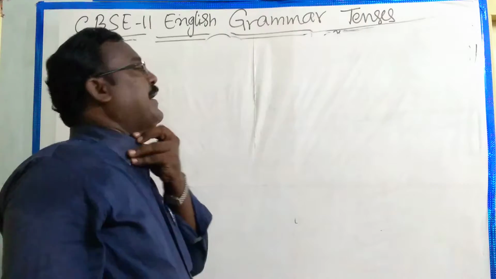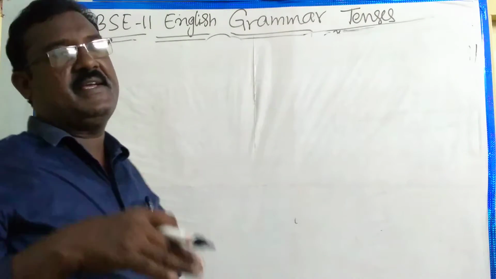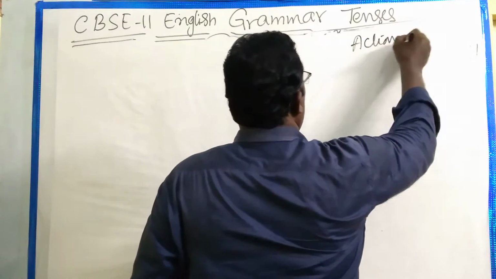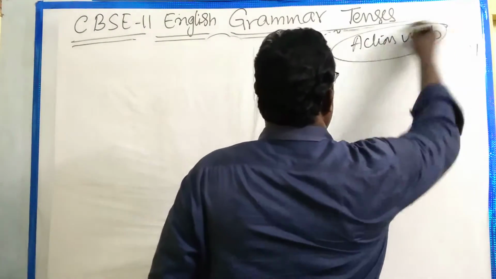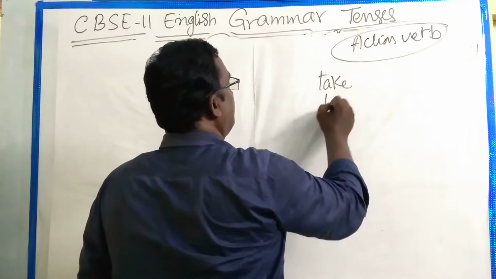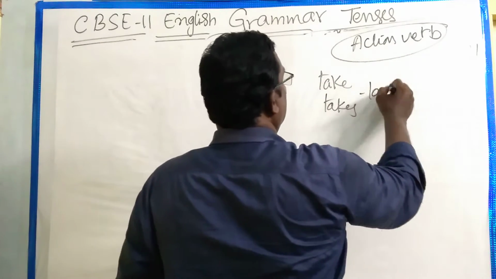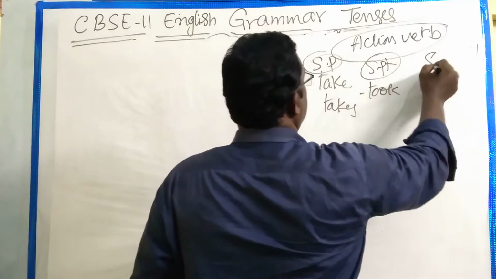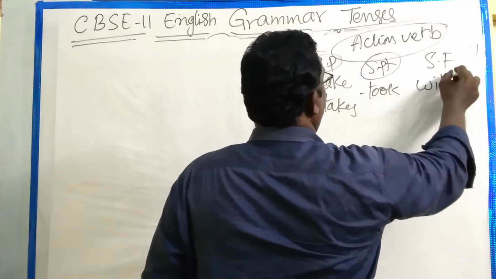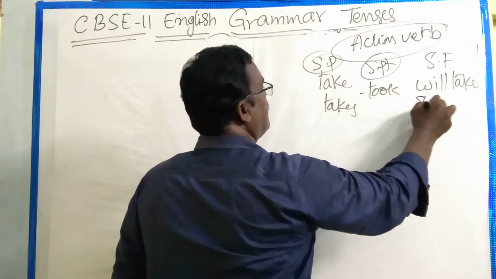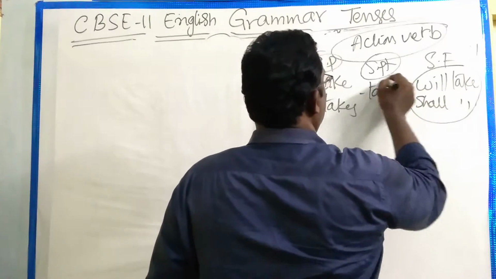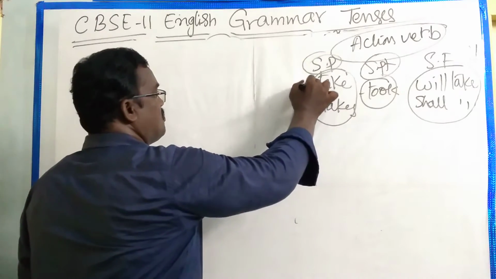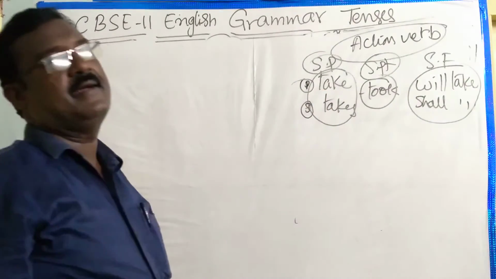Now, my dear students, action verb, simple present tense. What are the four types of sentences? Now, see here, action verb. We take the verb take: take, takes, took. This is simple present tense. This is simple past tense. This is simple future: will take, shall take. Simple future, simple past, simple present tense. Already I told you, subject is plural, take; subject is singular, takes.